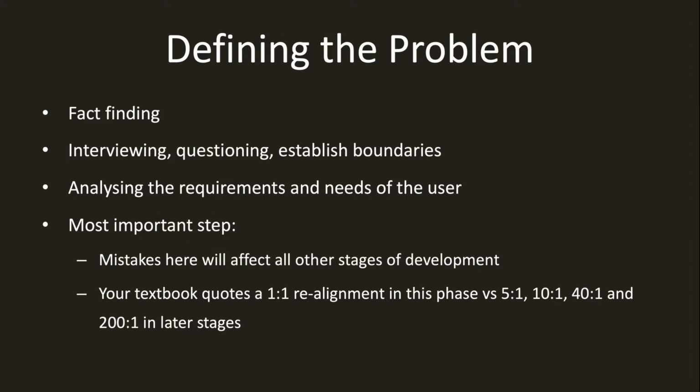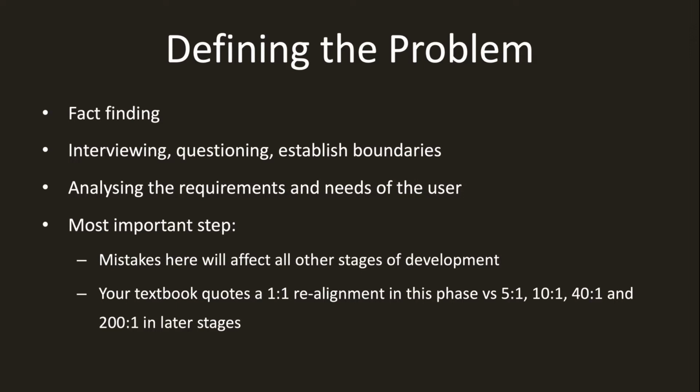Feature creep is the biggest bane of any large project. It is when the user gets excited about the first edition of the project or the first draft they see, and they go, "Oh, wouldn't it be great if we could also do this, this, this, and this?" Well, you haven't budgeted for that. You haven't planned for that. So it's very important to establish boundaries.